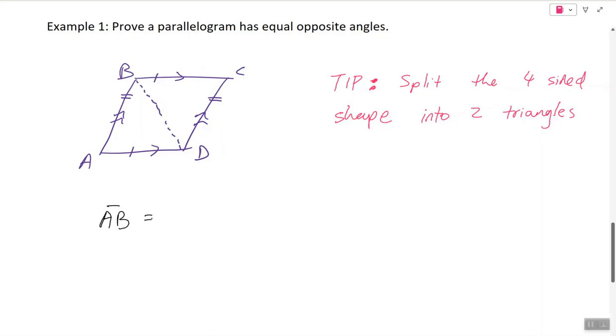Write it down. AB equals CD. We don't know the size, so we just write the word given. It just means the diagram shows it, basically. It's a weird way of saying the diagram shows. That's what given means. Side AD equals side CB. Very good. Copy it down. Again, it's given.